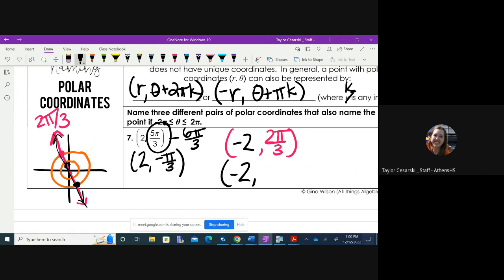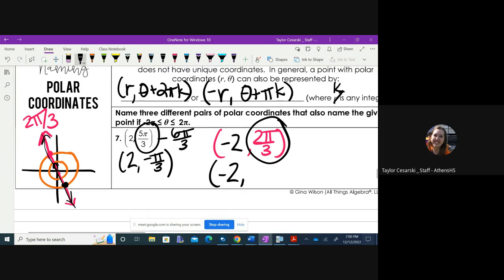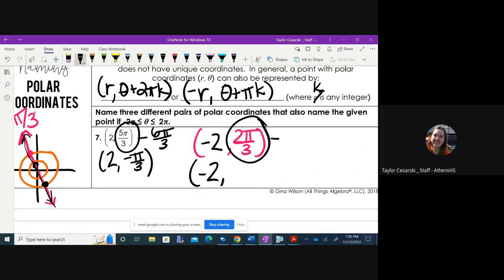Now, the next question is, is there another way I could name this angle right here? Yes, I can find a coterminal angle. So minus 6 pi over 3 gives me negative 4 pi over 3. All of those say the exact same thing and all label this point right here.